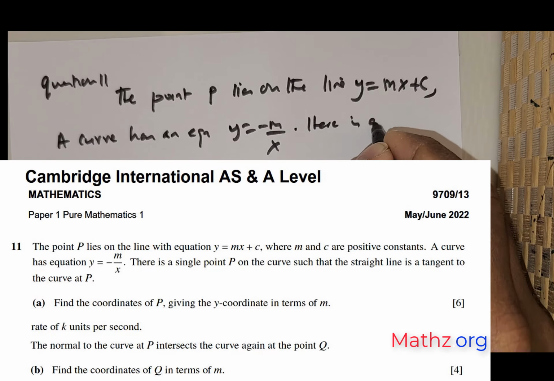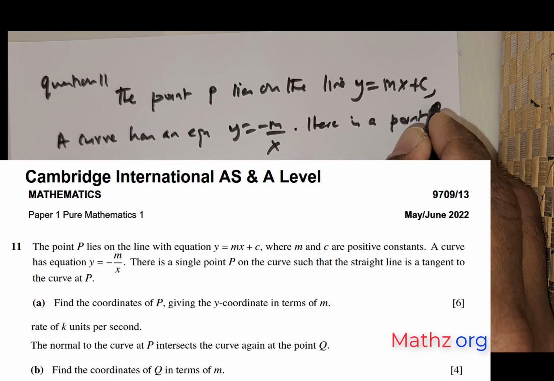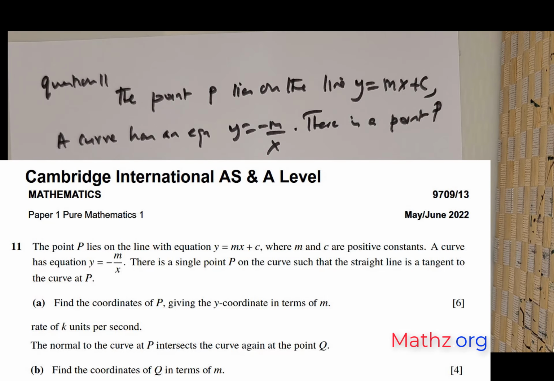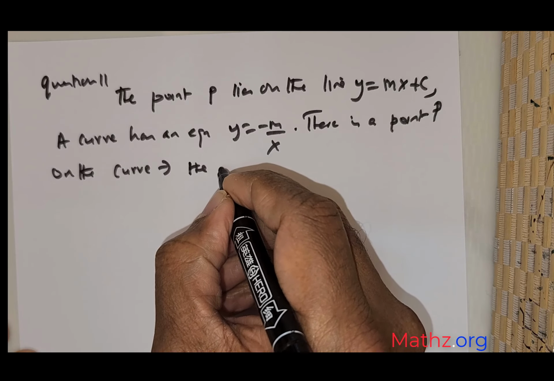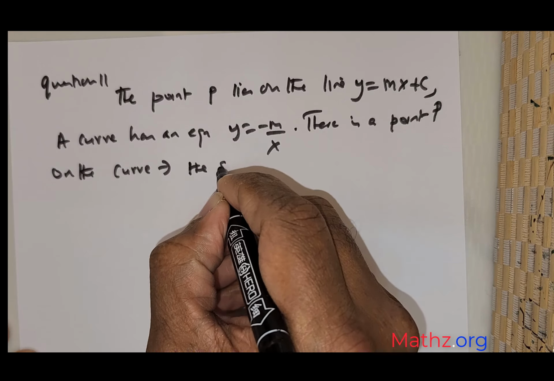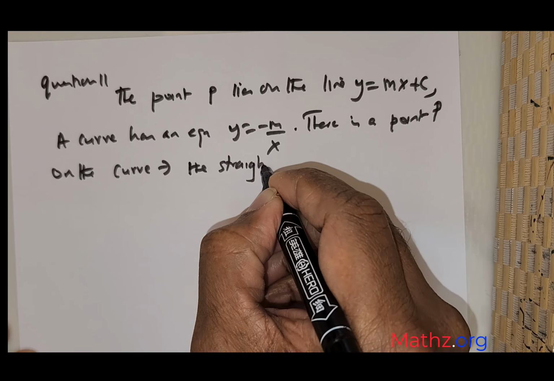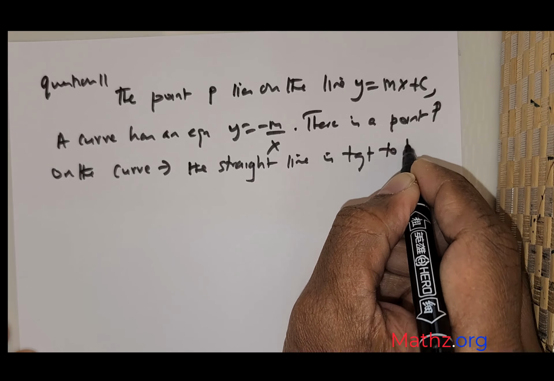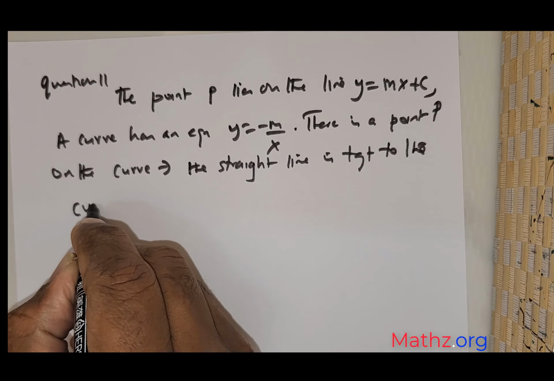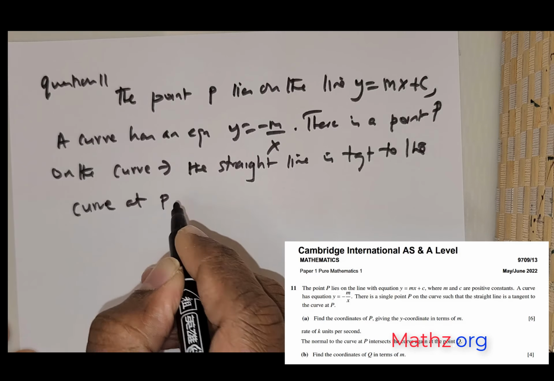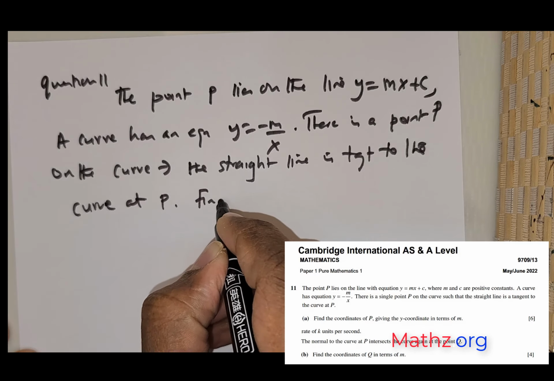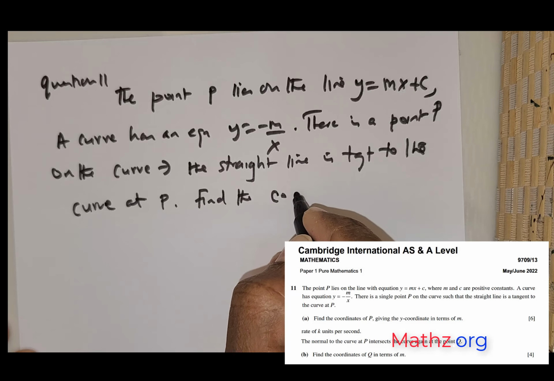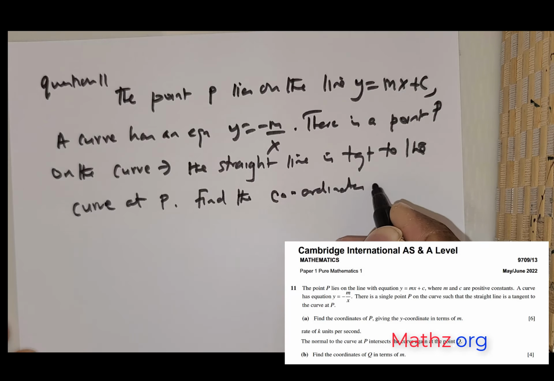Now, there is a point P on the curve such that the straight line is a tangent to the curve at P, and we are asked to find the coordinates of P.